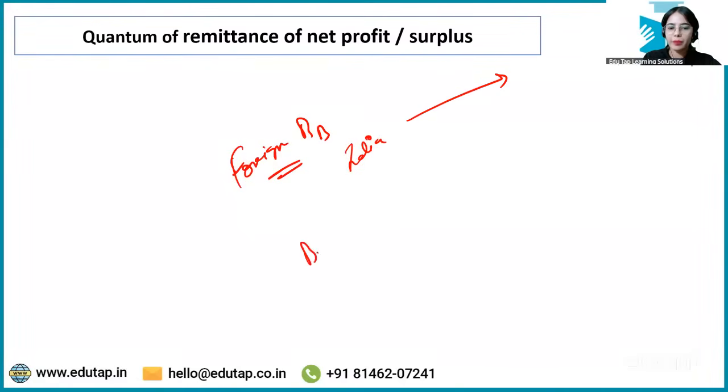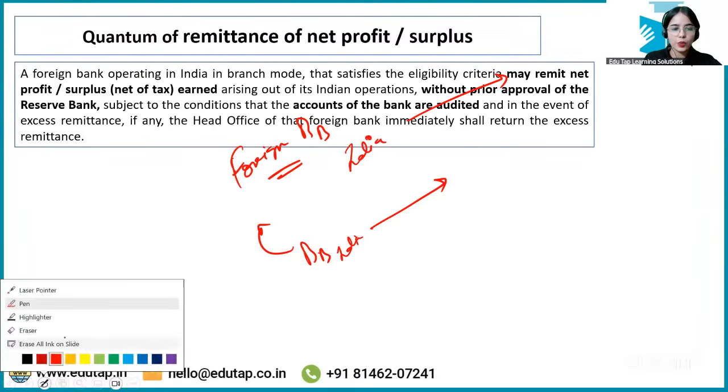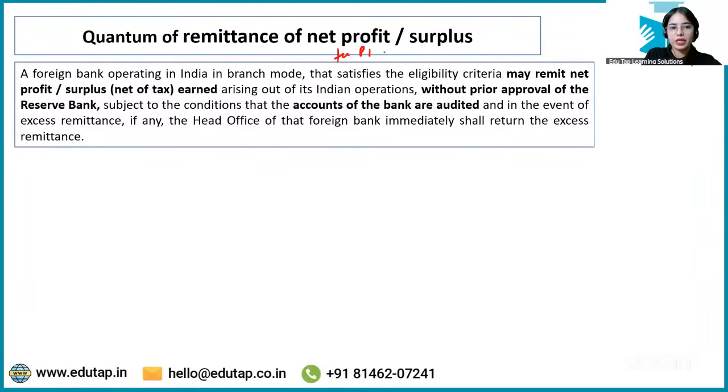Okay, so the bank branches of the foreign banks in India can remit, that is send, the profit to their own country if they follow certain criteria. First of all, they need to have positive profit after tax. So a foreign bank operating in India in the branch mode that satisfies the eligibility criteria, that is, they have the positive profit after tax, can send the net profit or surplus, that is the profit after tax basically. Net profit is always profit after tax that is earned.